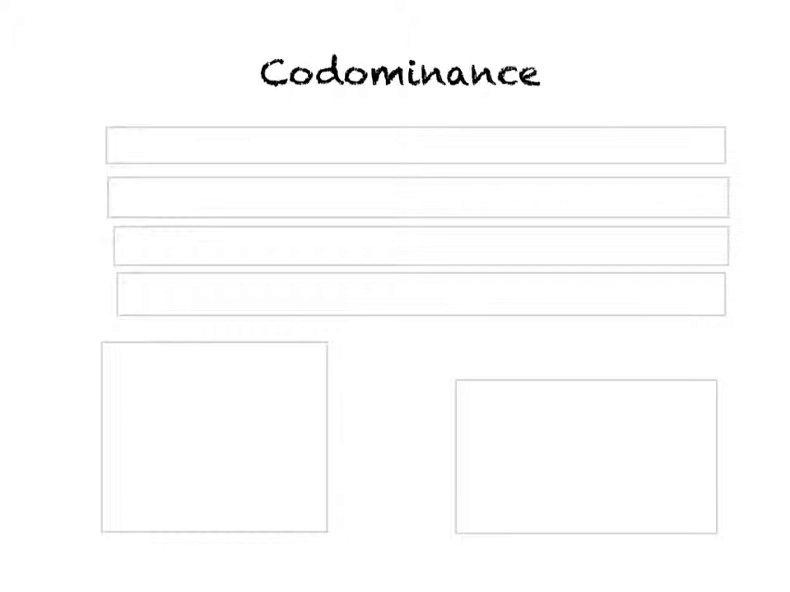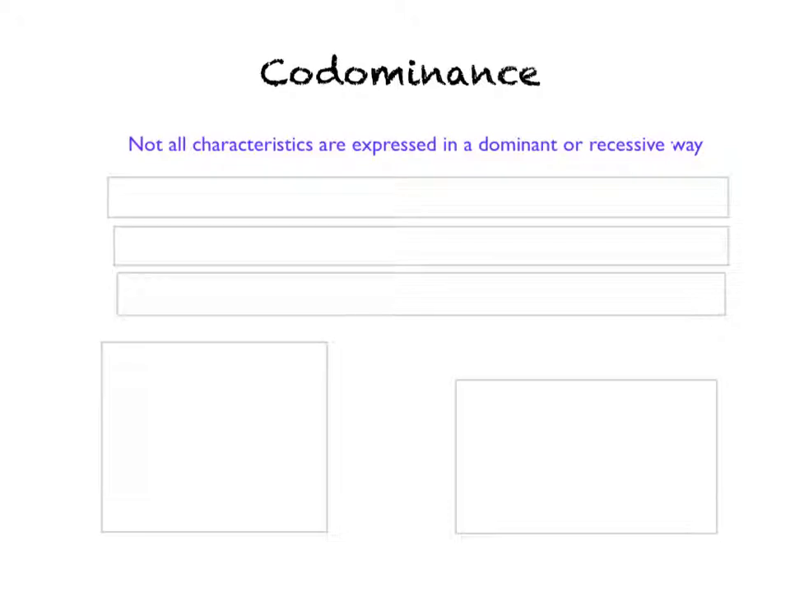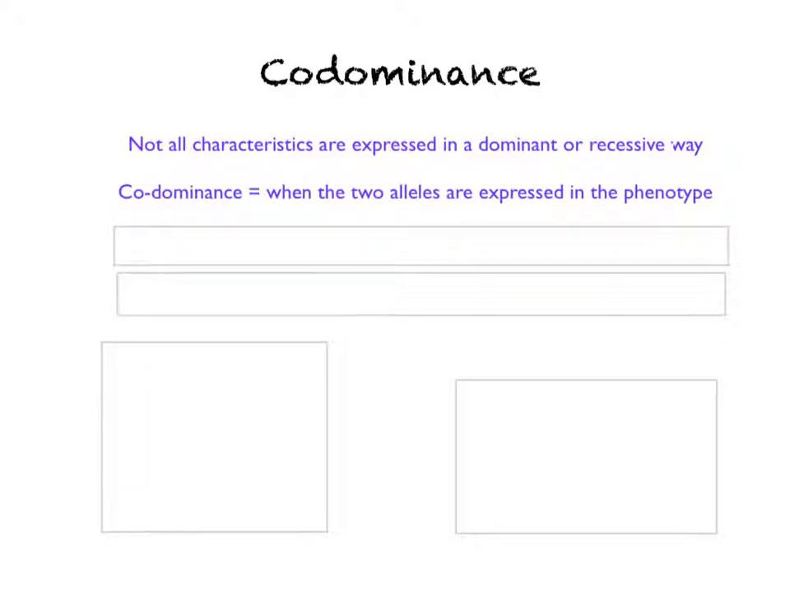So what we're actually going to look at today is something a little bit different. We've come to the discovery that not all characteristics are expressed in a dominant or a recessive way. Sometimes two alleles can be expressed in the phenotype, and we refer to this as codominance. So neither of the alleles is dominant over the other. When the individual is heterozygous for this particular trait, they actually show both of the characteristics.